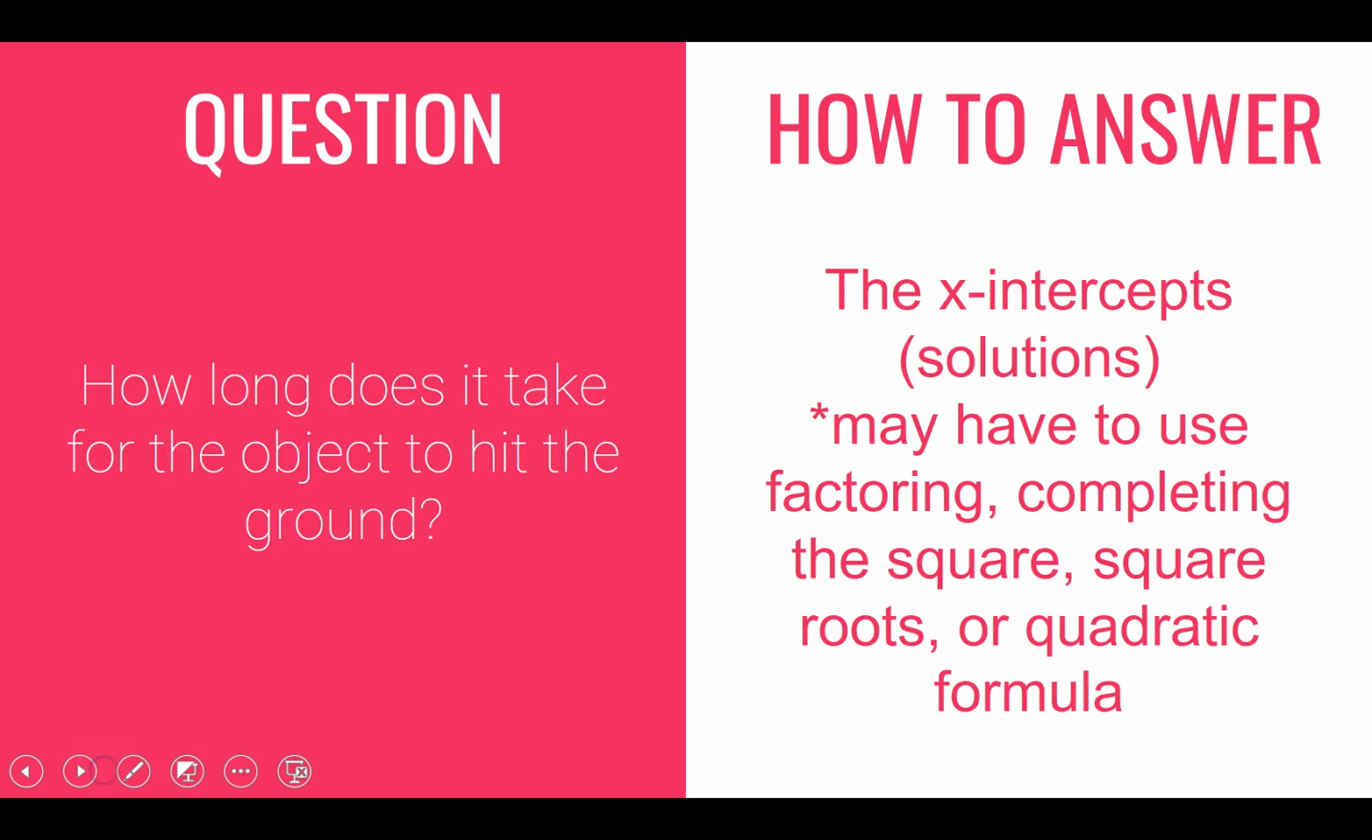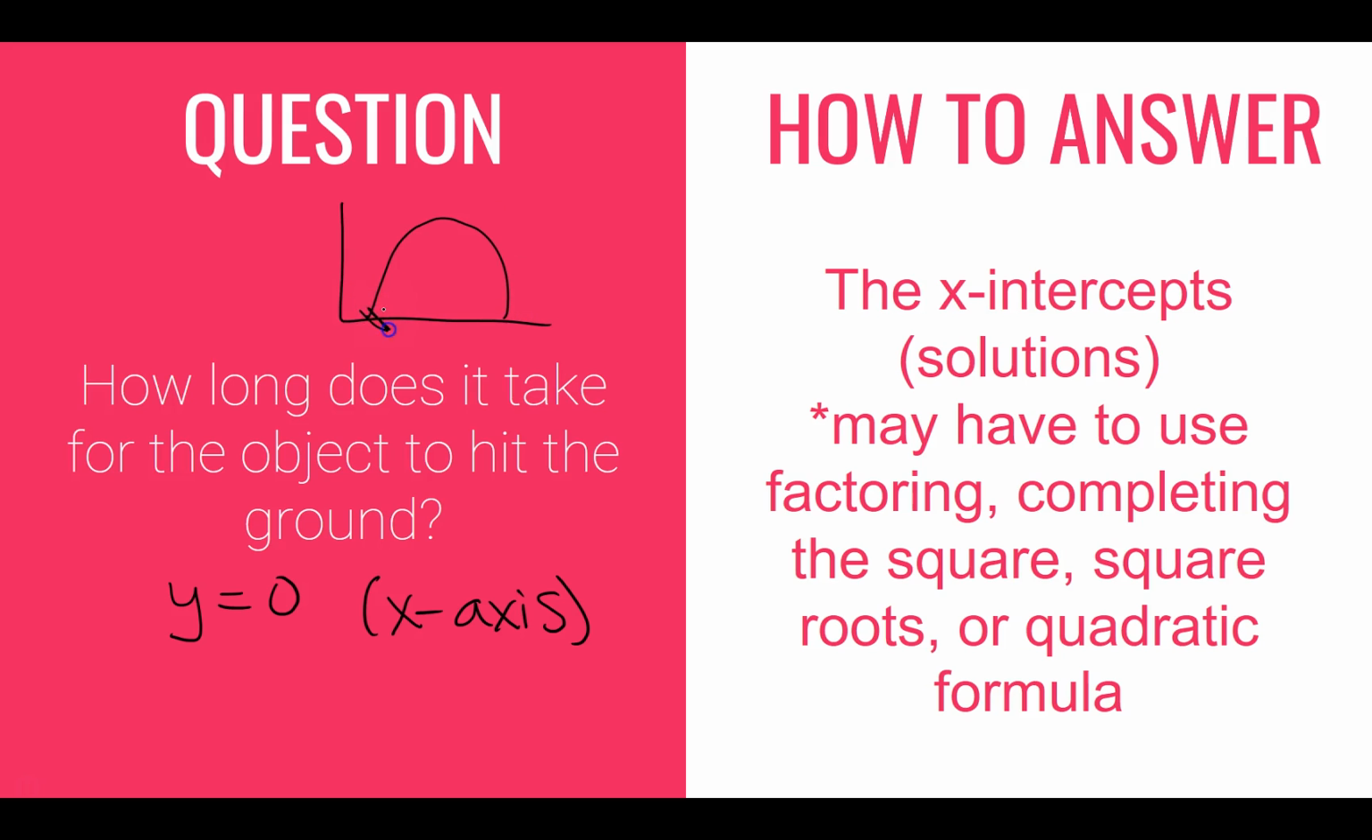Next piece. Okay? How long does it take to hit the ground? Well, if we hit the ground, that means my height is 0. So that means we're looking at the x-axis. So when it hits the ground is when my height is 0. So we're looking for my x-intercepts. This is when we might have to bring back our strategies of factoring, complete the squares, square roots, or quadratic formula. If we look at the graph, it's physically where it touches the x-axis, right?